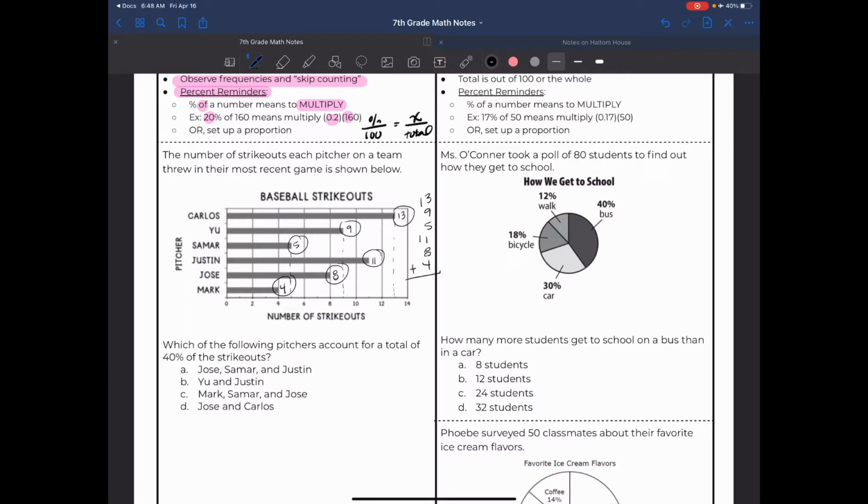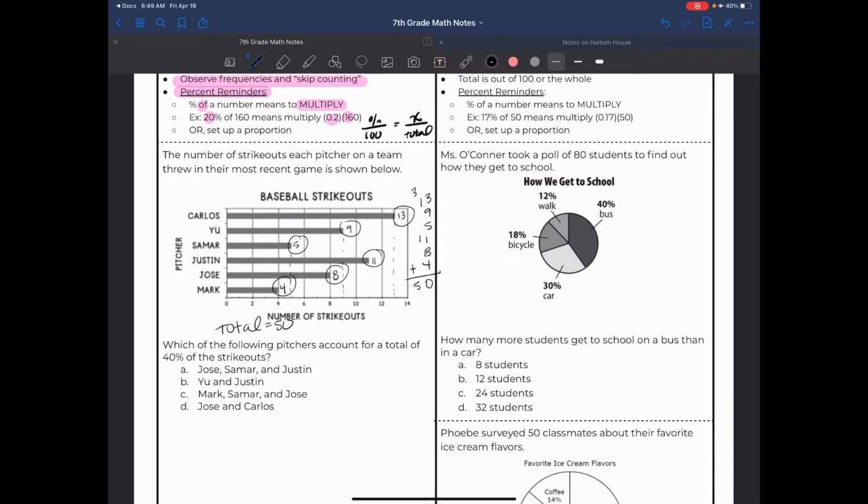All right, 3 plus 9 is 12, plus 5 is 17, plus 1 is 18, plus 8 is 26, plus 4 is 30. 0, carry the 3. 3 plus 2 is 5. So it looks like there were a total of 50 strikeouts. Now I need to know that because if I'm dealing with percents, I'm going to have to do percent out of 100 equals what out of my total. I now know my total is 50.